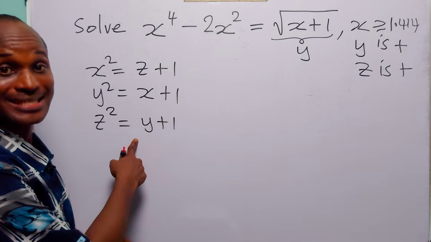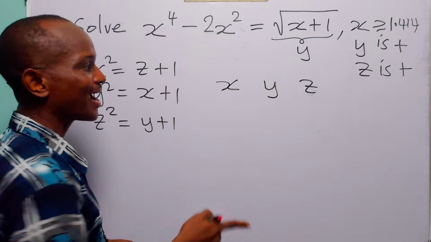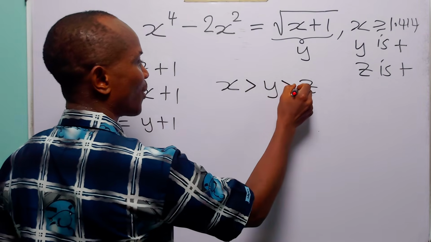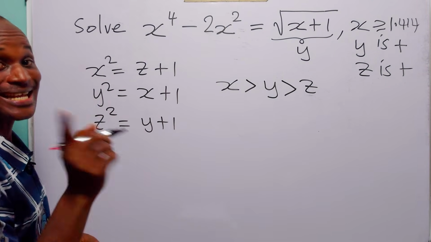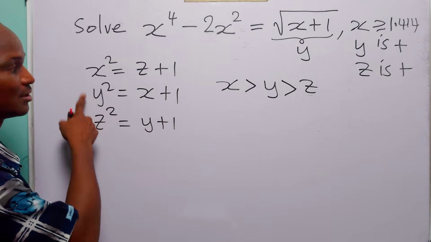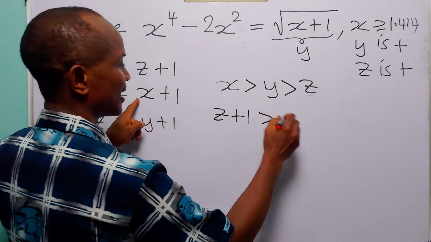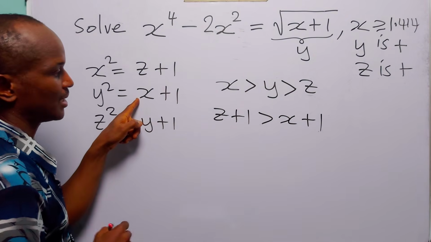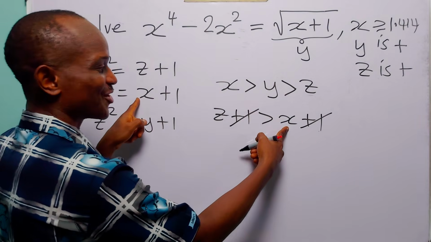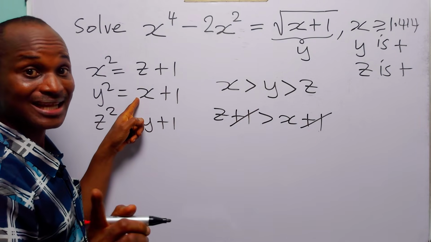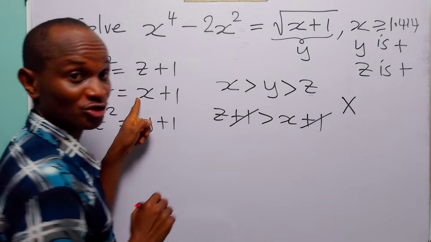Let us assume that this system has solutions x, y, and z, where x is greater than y and y is greater than z. Now, that means that x squared is going to be greater than y squared, which means that z plus 1 is going to be greater than x plus 1. Now, when we subtract 1 from both sides of this inequality, we have that z is greater than x. But remember, we started out with the assumption that x is greater than z. So this is a contradiction.